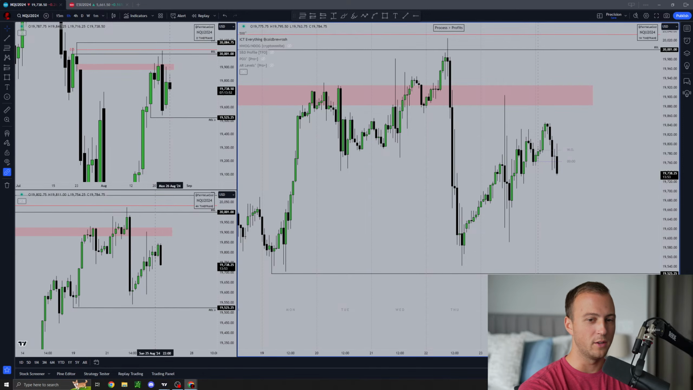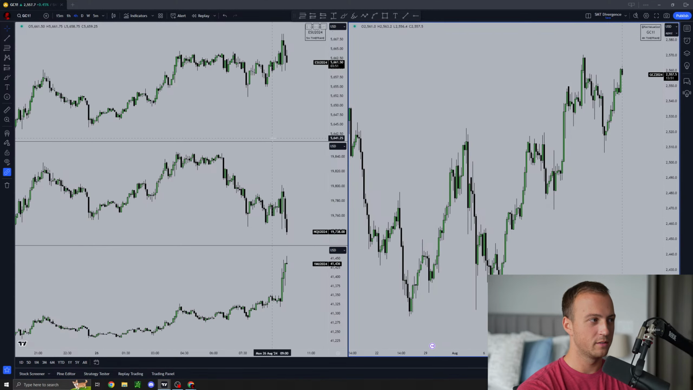Yeah, you do have a kind of mixed open. You go look at SMT chart. NASDAQ down, YM up. Yeah, it's kind of the average of the two.